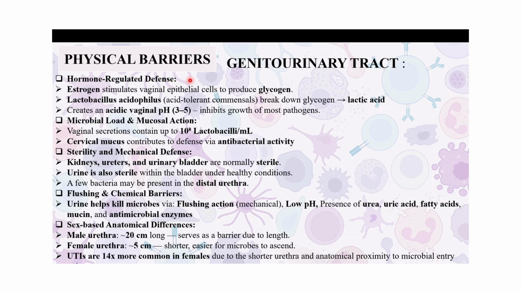So here estrogen stimulates glycogen secretion in the vaginal lining. Once this glycogen is produced, many people will know about this, in the vagina we have a huge population of a specific bacteria, which is Lactobacillus acidophilus. The microbial load, if I consider, is 10 to the power 8 lactobacilli per ml. Once the estrogen stimulates the epithelial cell to produce glycogen, the Lactobacillus acidophilus will act on glycogen, so that breakdown of glycogen could take place to form lactic acid.